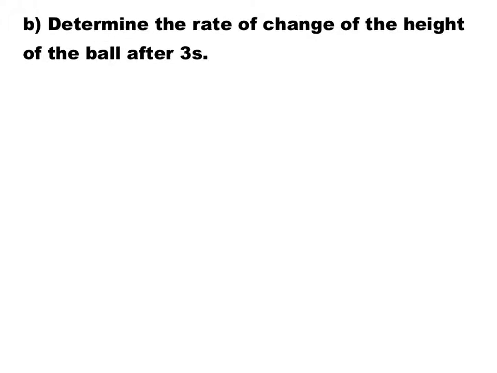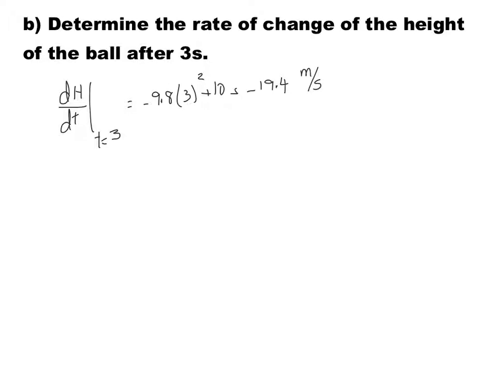The next part of the question says determine the rate of change of the height of the ball after 3 seconds. We found the Leibniz notation of the height, dh over dt, now we have to evaluate this at t equal to 3 seconds. This is negative 9.8 times 3, plus 10. This gives us negative 19.4 meters per second. And the negative here tells us that the height is decreasing.